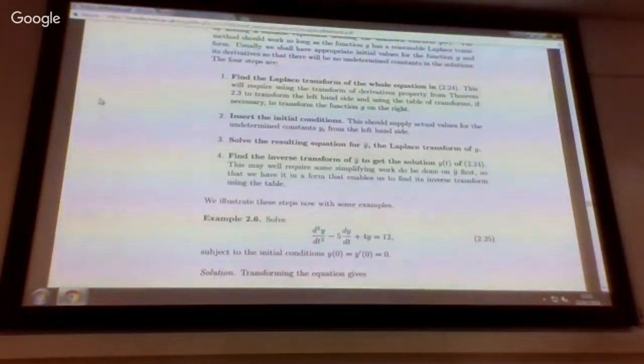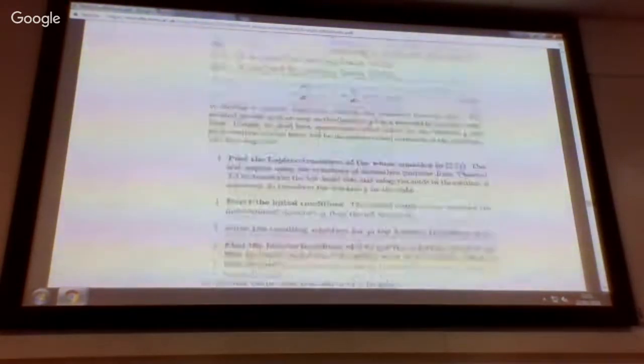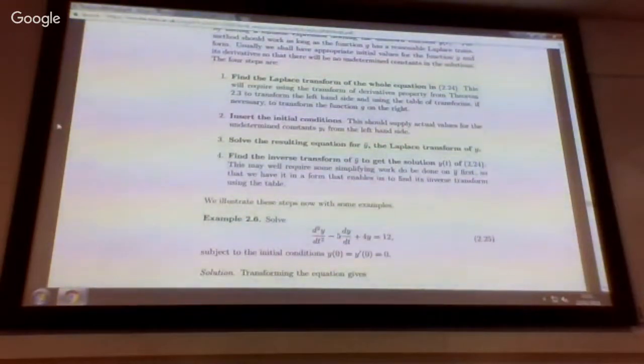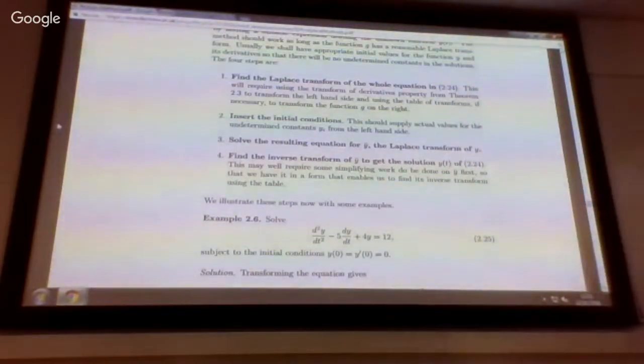So here we're going to take the original problem, which is the ODE, which we're trying to solve. We're trying to find the function y that satisfies this, but we're going to transform it by taking the Laplace transform of it. So the first step is to find the Laplace transform of the whole equation. Take the Laplace transform of the left-hand side, and you make it equal to the Laplace transform of the right-hand side.